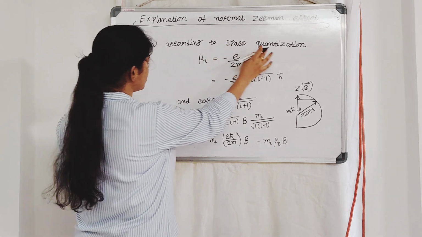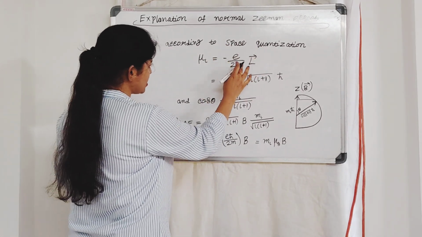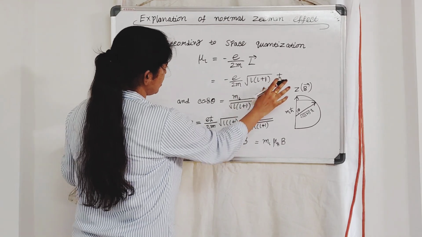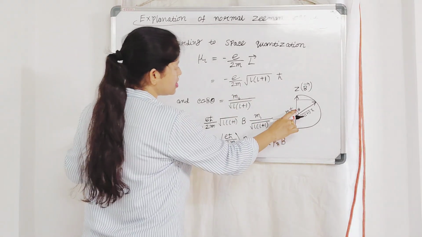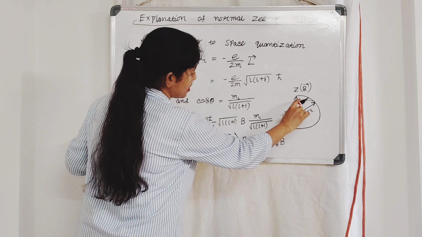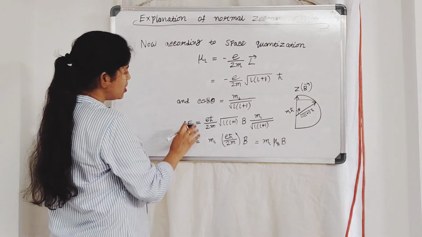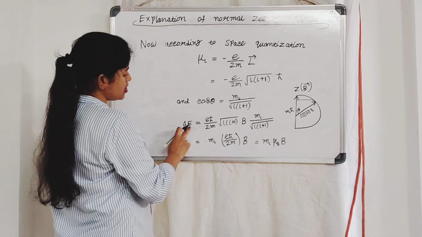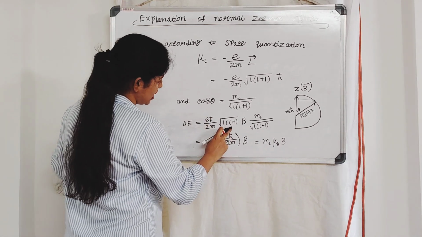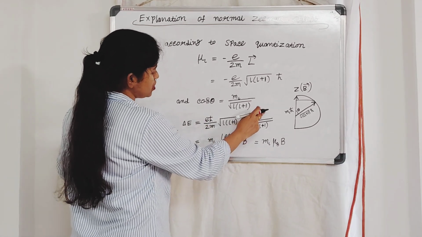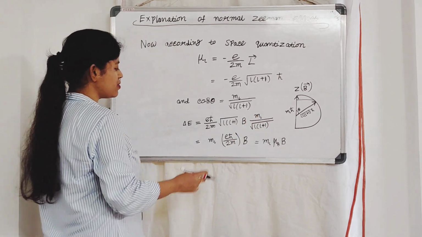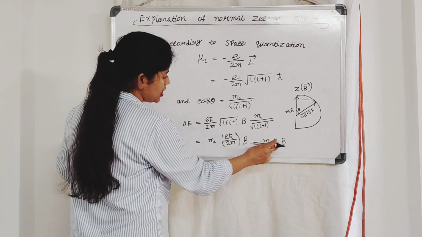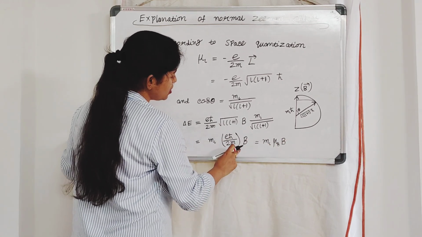Now, according to space quantization, mu L equals minus e by 2m into L vector, which equals minus e by 2m root over L into L plus 1 h cut. If theta be this angle, then cos theta equals ml by root over L into L plus 1 h cut. And delta E equals e h cut by 2m root over L into L plus 1 B into ml by root over L into L plus 1, which equals ml e h cut by 2m B, which equals ml mu B into B, where mu B is e h cut by 2m.